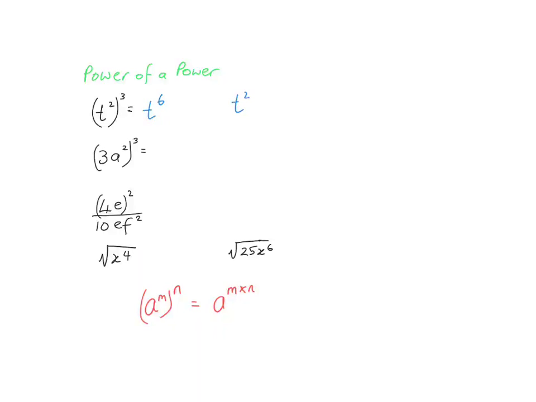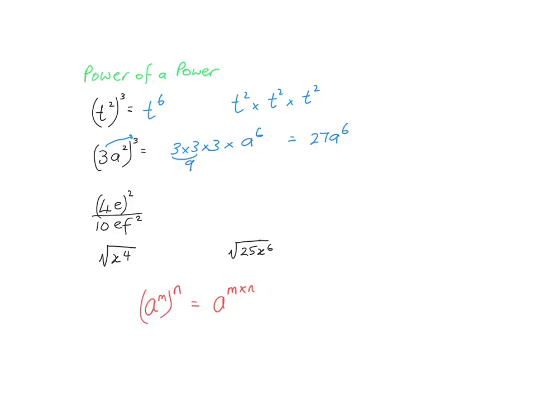Because I've got a t squared times a t to the power of 2 times another t to the power of 2. When you have a number also in the brackets, then you want to remember that that is to the power of 3. So that's going to be 3 times 3 times 3, and a to the power of 2 times 3 is 6. 3 times 3 is 9, times 3 is 27, a to the power of 6.